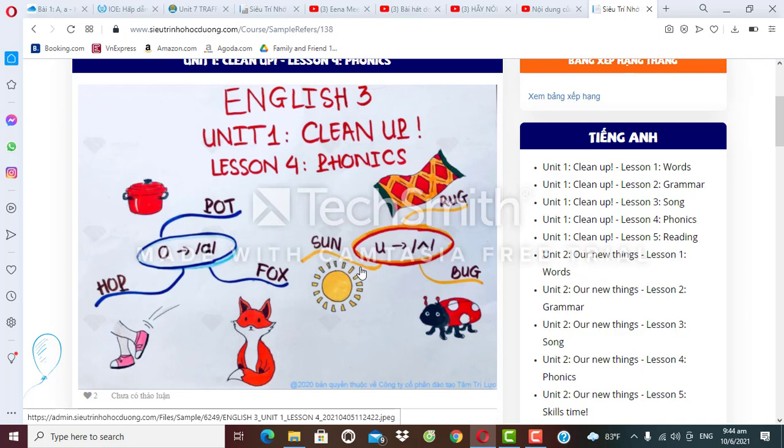Now we are coming to the next activity, fishing game. You are going to choose the word that is pronounced differently. For example, can you see the three fish over there?